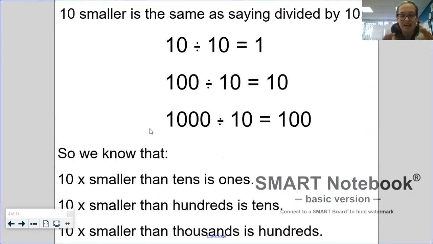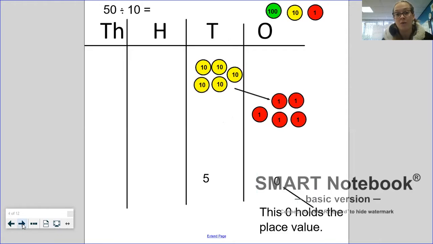So you know that 10 times smaller than tens is ones. 10 times smaller than hundreds is tens. And 10 times smaller than thousands is hundreds. So when we are looking at 10 times smaller, we are moving the tens to the ones, the hundreds to the tens, and the thousands to the hundreds. So we're going the other way on the place value chart.